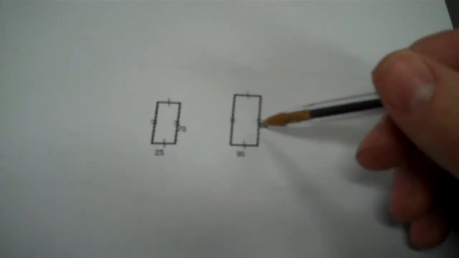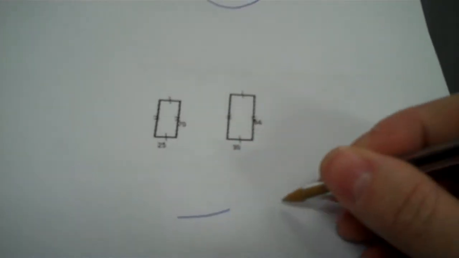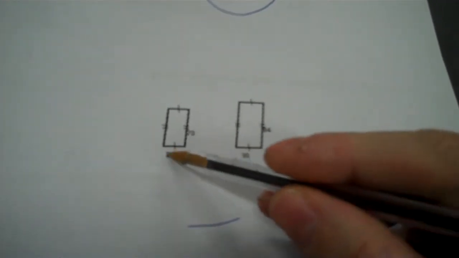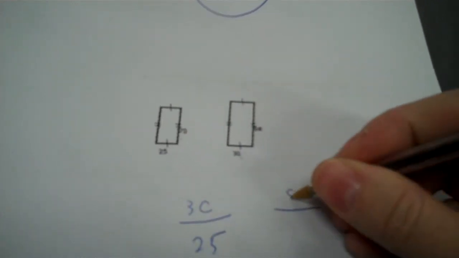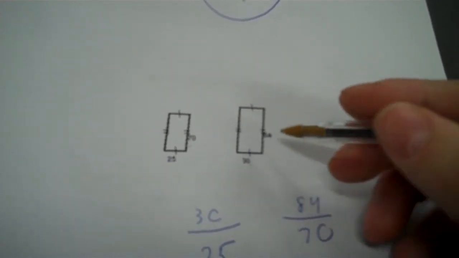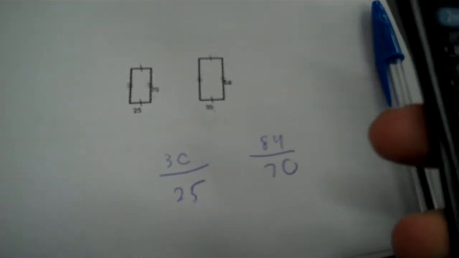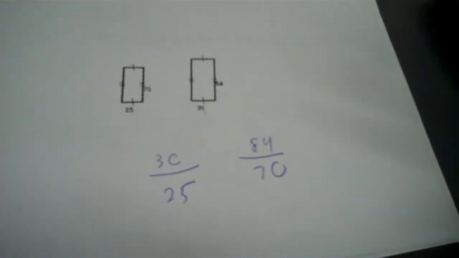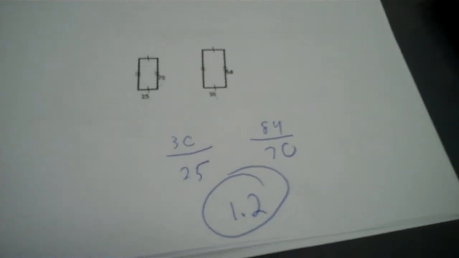Okay, this time go with your larger. 30 would match up with, so I just need 2 of them. 30 would match up to 25. 84 would match up to 70. You want to start with the larger side on top when determining a scale factor. Okay, I got 1.2, and then 84 divided by 70 is 1.2. So I got the same thing when I divide it. So 1.2 is my scale factor.